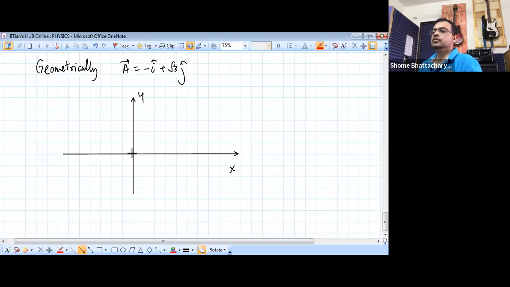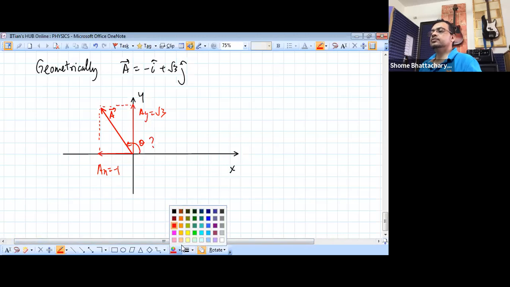There's a negative x component, so magnitude 1, along the negative x-axis, minus 1, and it has a positive y component of root 3. So the vector itself is the sum of these two components. So you can see that the vector A itself over here is this vector. Now we want to find out this angle, this theta.